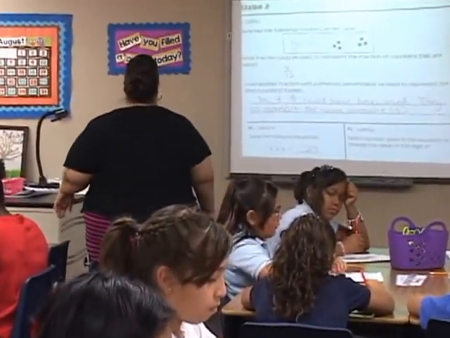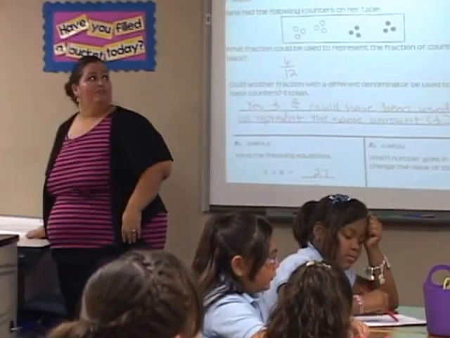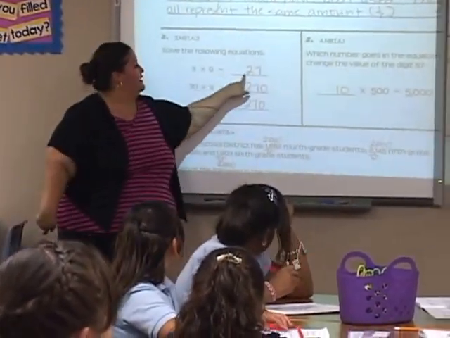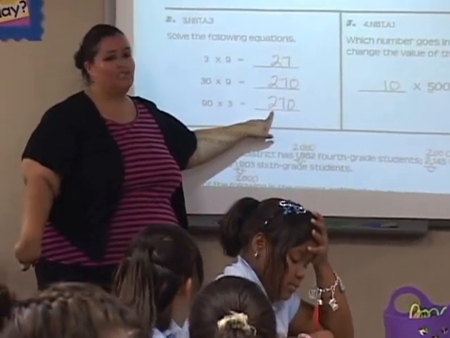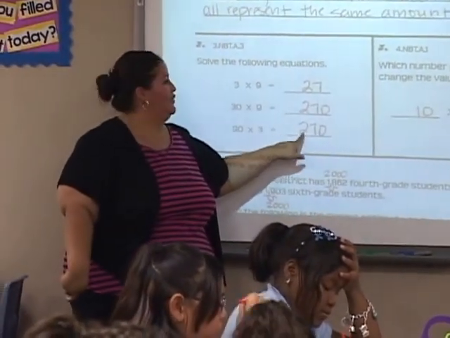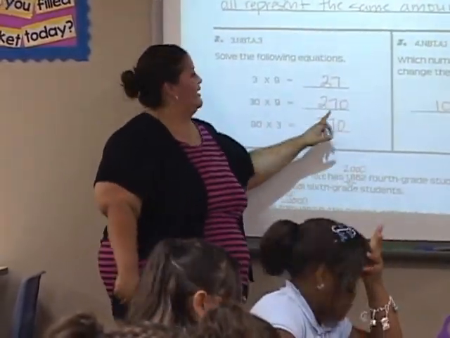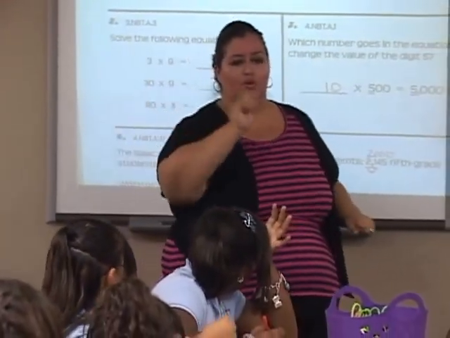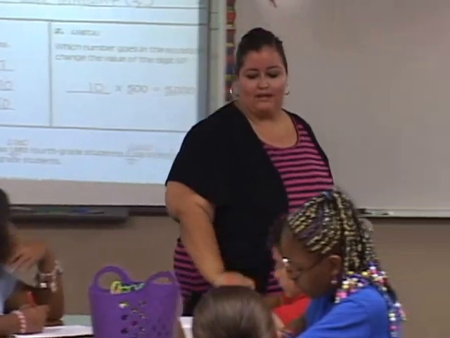All right, number 2. For number 2, your answers are 27, 270, and 270. You could put a big C if you got all 3, or put little C's next to the ones you got correct, and circle the one or cross out if you missed one.